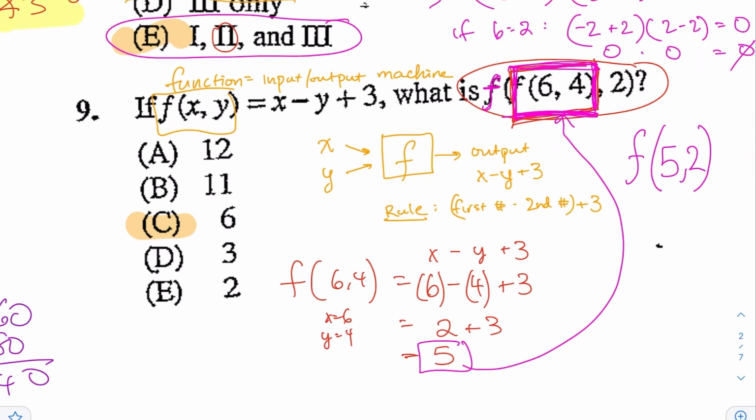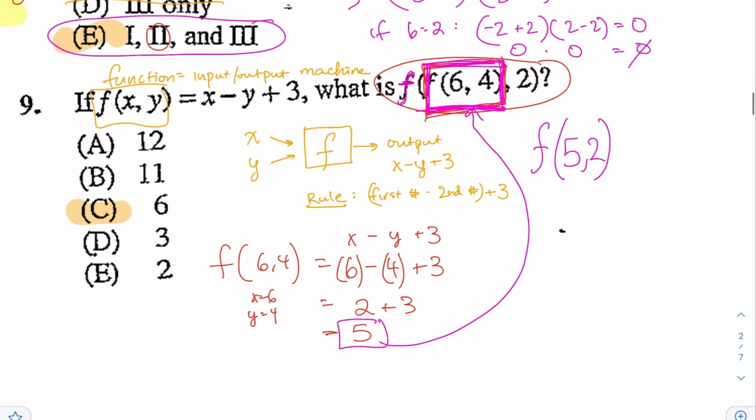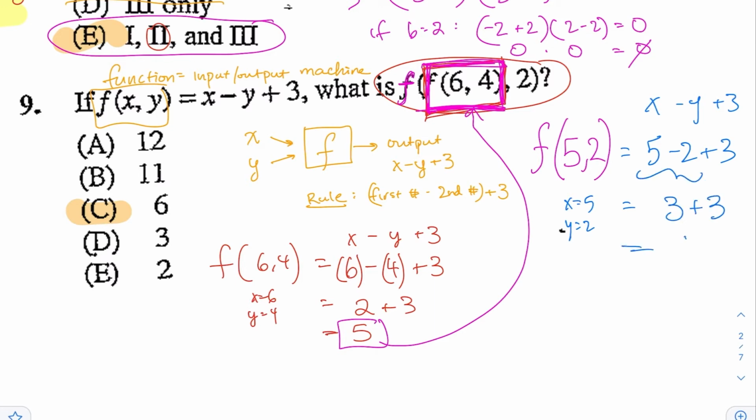So now we have to find this new function that has 5 and 2 in it. So that would mean, again, x minus y plus 3. So x is equal to 5, y is equal to 2. So this would be 5 minus 2 plus 3, and that will give you 3 plus 3, or 6. So that's choice C.